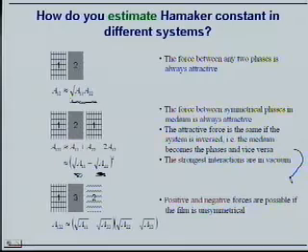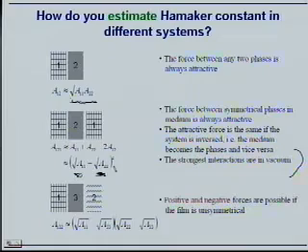Yes, Chris? What if the dielectric of 2 is higher than dielectric of 1? If it's higher, then this is going to be positive, this is going to be negative, but we have a square here. So the 2's will attract each other. So it's always going to be attractive. It's always going to be positive Hamaker constant.